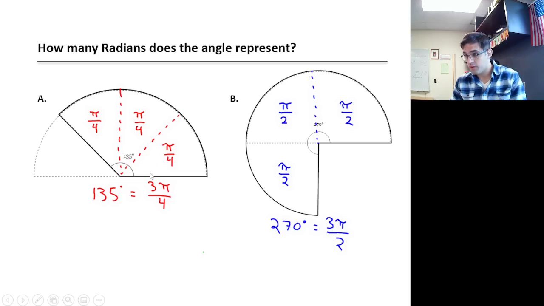135 degrees is just 45 degrees plus 45 degrees plus 45 degrees. And since 45 degrees is pi over 4, we have 1, 2, 3 pi over 4. So 135 degrees would be 3 pi over 4. 270 degrees is 90 degrees 3 times. It's 3 quarters of a circle. 90, 90, 90 is 270. And since 90 degrees is pi over 2, 270 degrees would be 1, 2, 3 pi over 2. So 270 degrees is 3 pi over 2 radians.